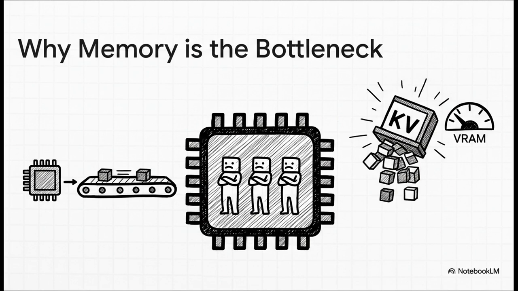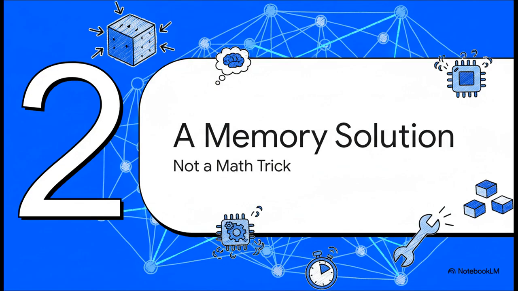And you know what makes it even worse? For longer conversations, the model's short-term memory, something called the KV cache, just balloons in size, eating up your precious VRAM like there's no tomorrow. And that brings us to what I think is the most important idea in this whole explainer.